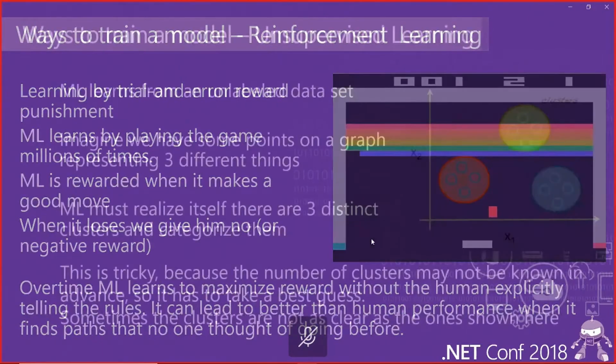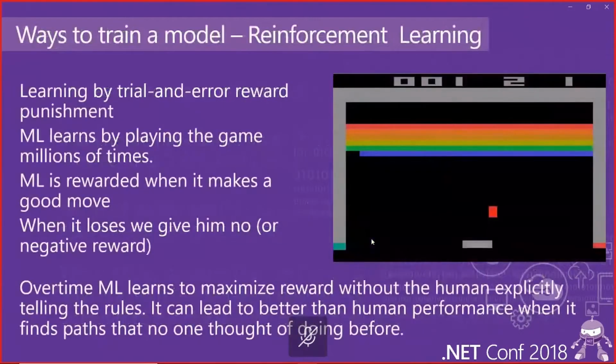And so when we are talking about unsupervised learning, another concept is the way of training data. It can be reinforcement learning: learning by trial and error, rewarding and punishing the system. What does this mean? This means that machine learning, in the case of video games, teaches itself how to play by playing the games millions of times. And the system is rewarded when it makes a good move.